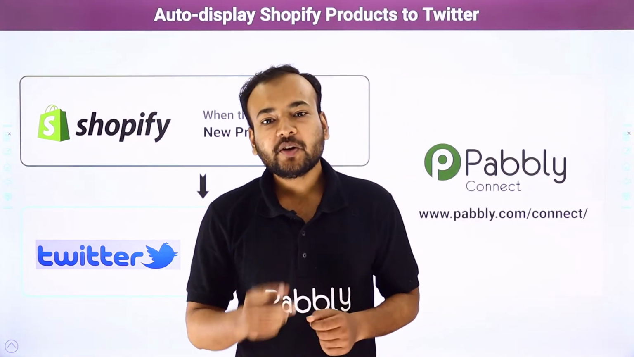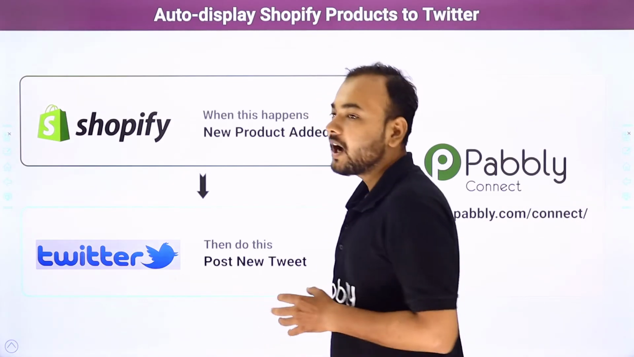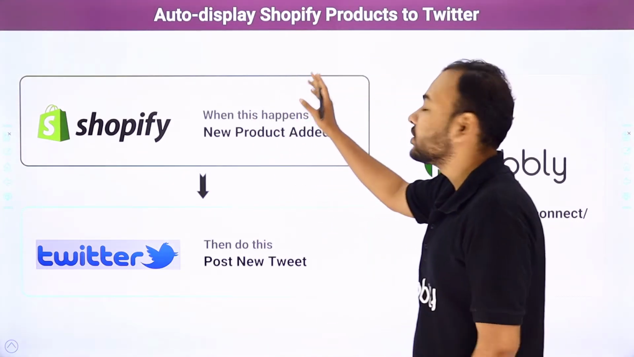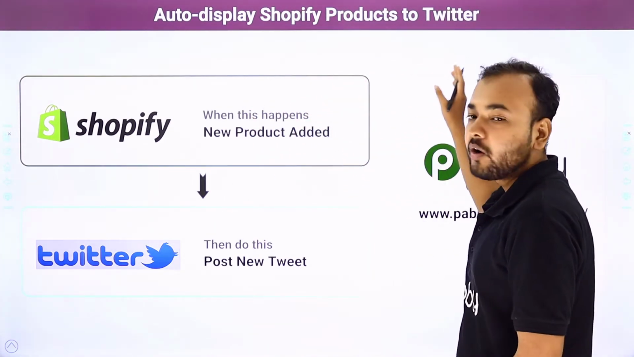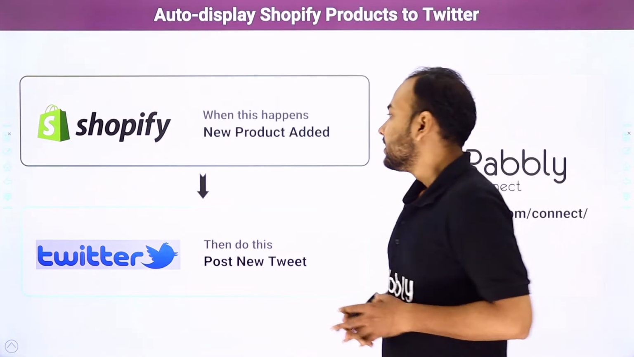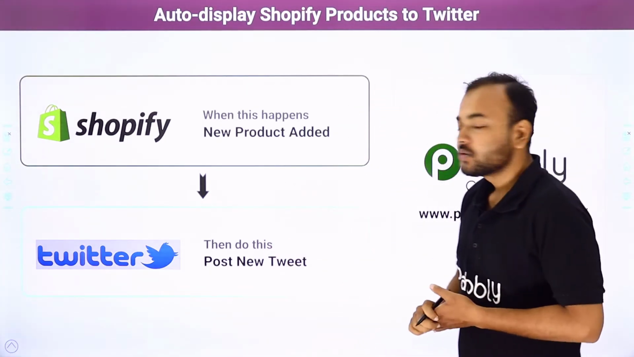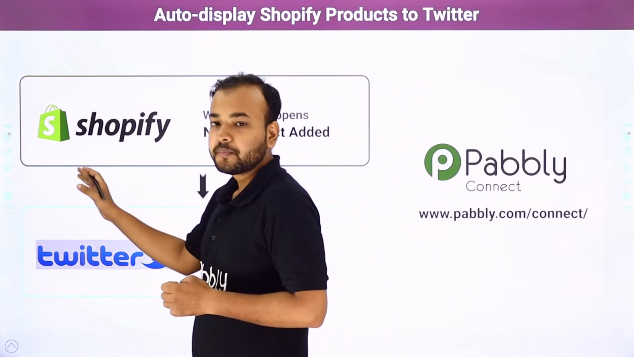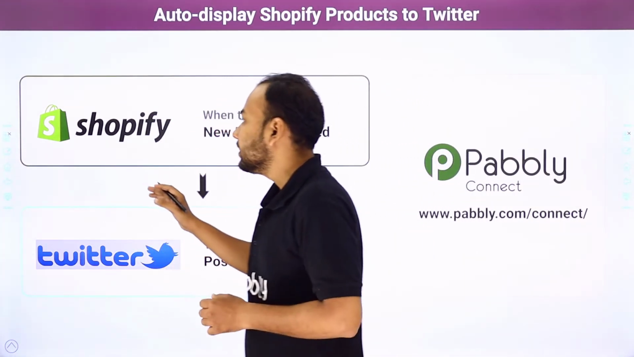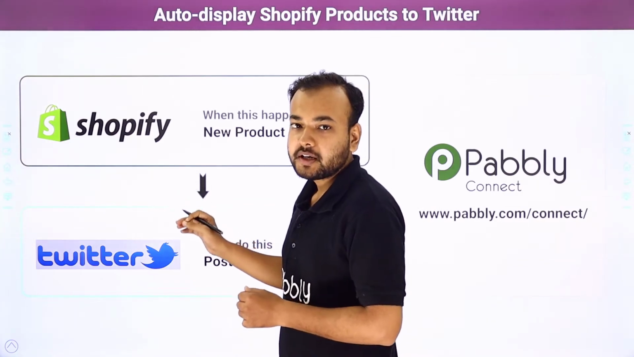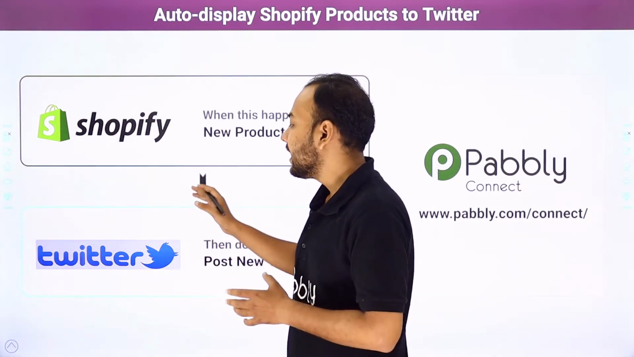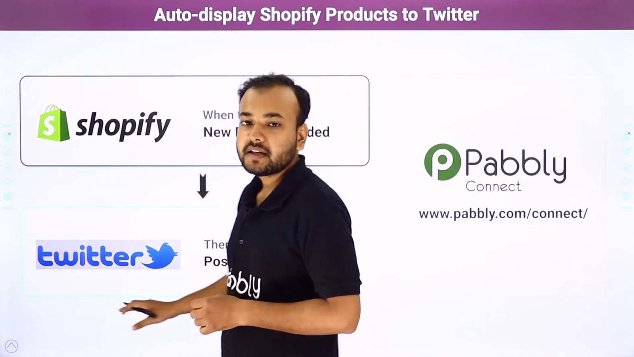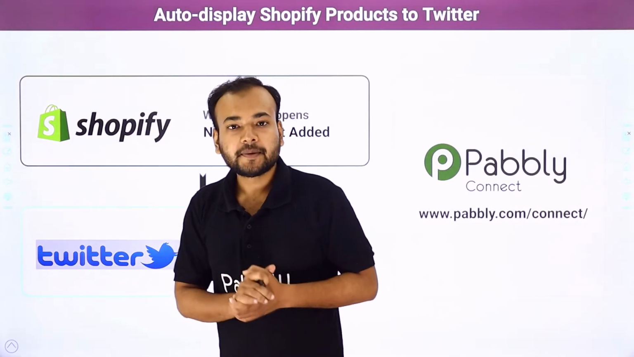So in this video you are going to learn how to automatically display Shopify products on Twitter, right? So let's see what is happening here. You have added a new product in your Shopify store and you want the link of that same product and the photo of same product to get delivered here on Twitter as a new tweet, right?